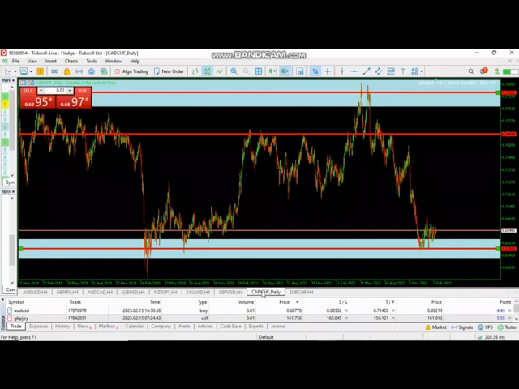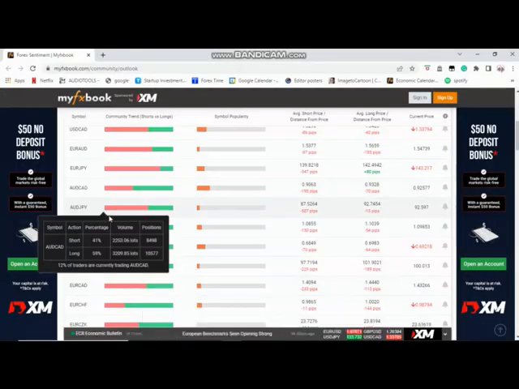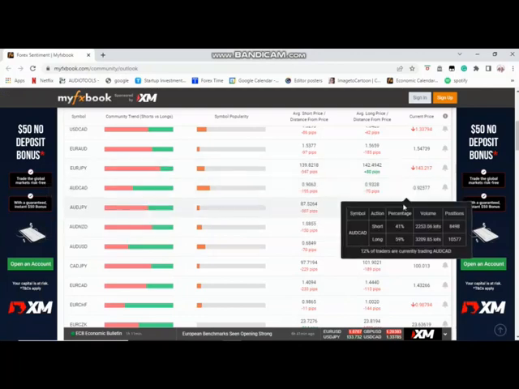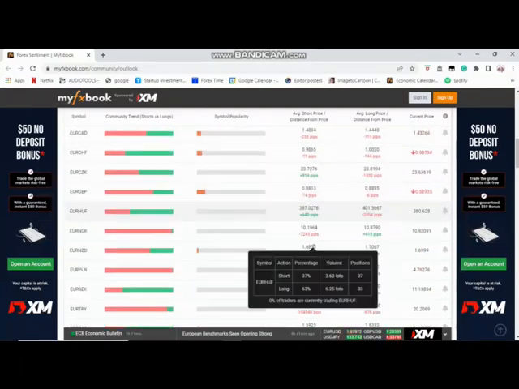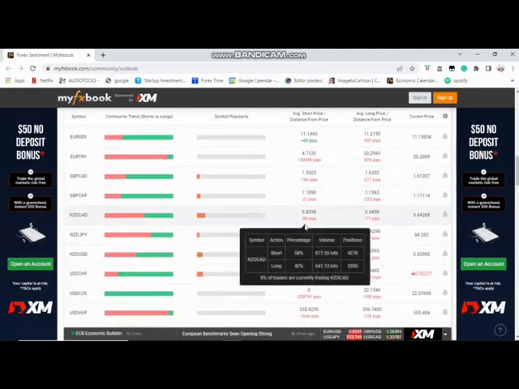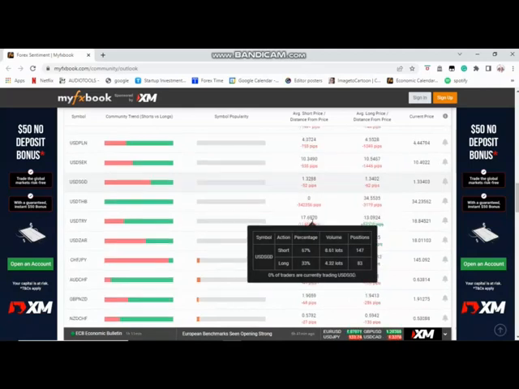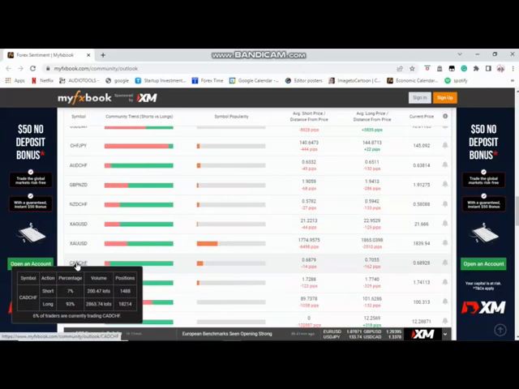First, let's go see CAD Swiss franc. Let's go to sentiment and see what people are doing with the CAD Swiss franc. Let's look for CAD Swiss franc over here. Let's see if it is somewhere. There's a CAD yen, pound Swiss franc. You just have to go down and look for CAD Swiss franc. There we go, CAD Swiss franc.